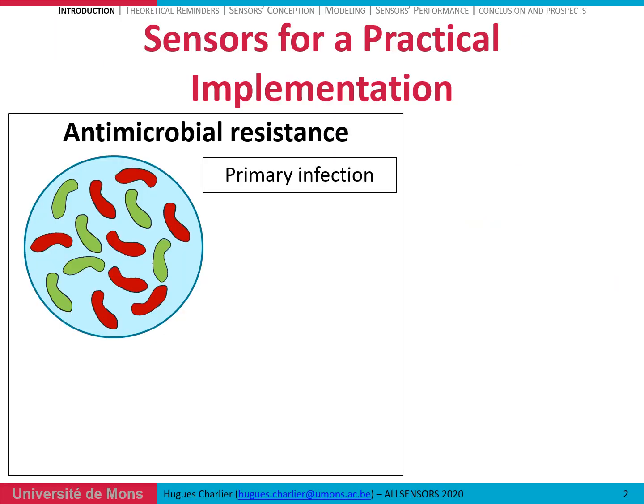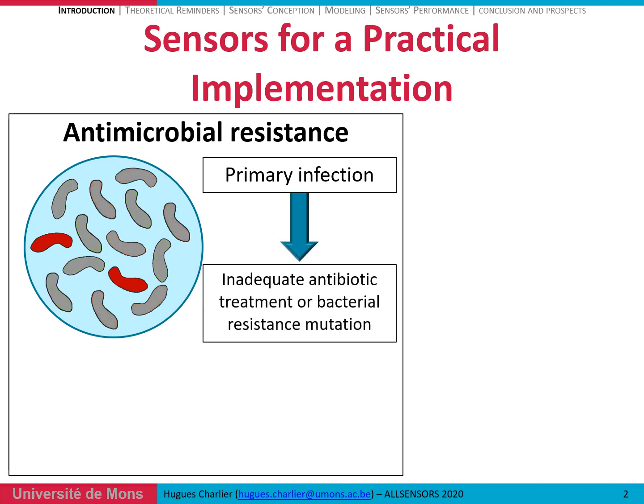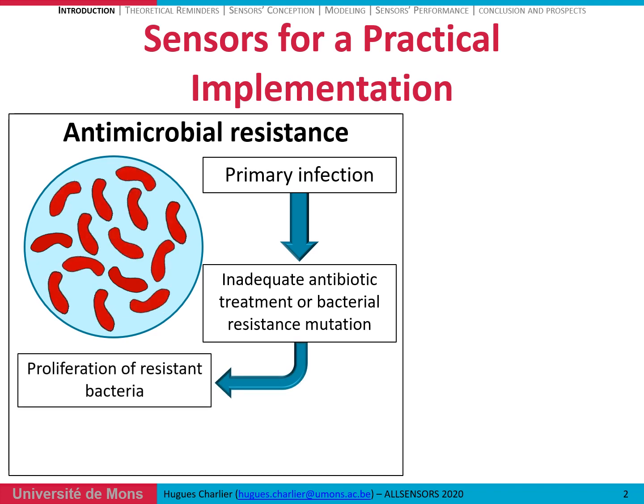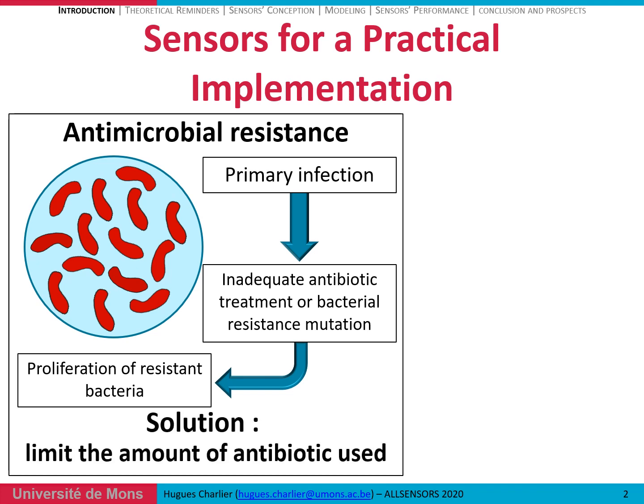The sensors we want to conceive already have a practical application, which is the fight against antimicrobial resistance. This phenomenon comes from a primary infection that's inadequately treated and left some bacteria to proliferate and mutate. To fight this problem, we can use a simple solution, which is to limit the amount of antibiotics we use.